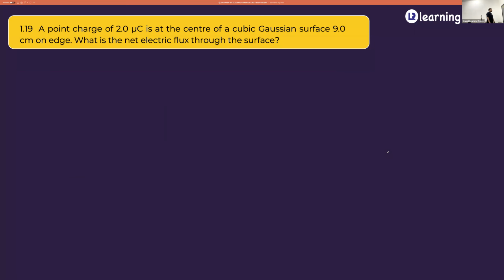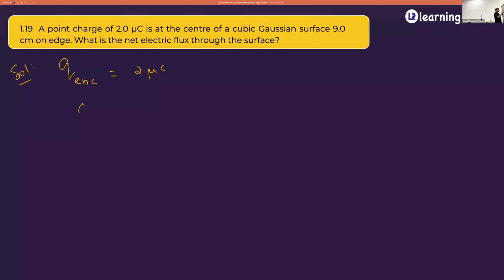So point charge 2 microcoulomb is at the center of a cubic Gaussian surface, 9 centimeter on edge. What is the net electric flux through the surface? So if you see, this is a very, very simple problem. So charge enclosed by the Gaussian surface is 2 microcoulomb.